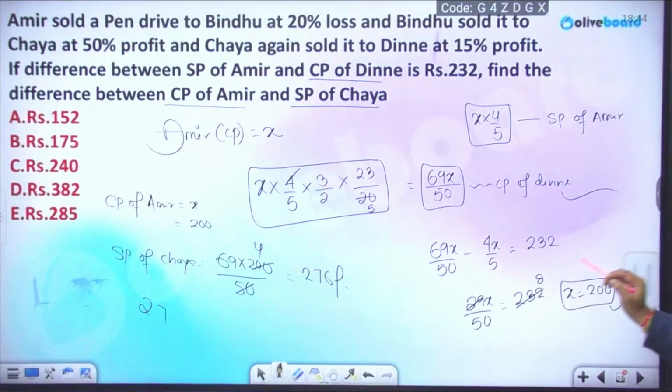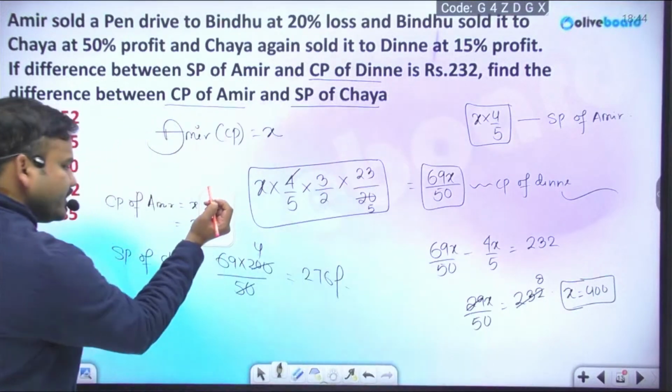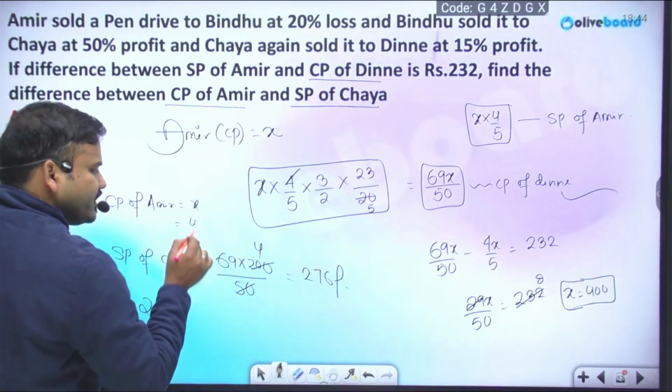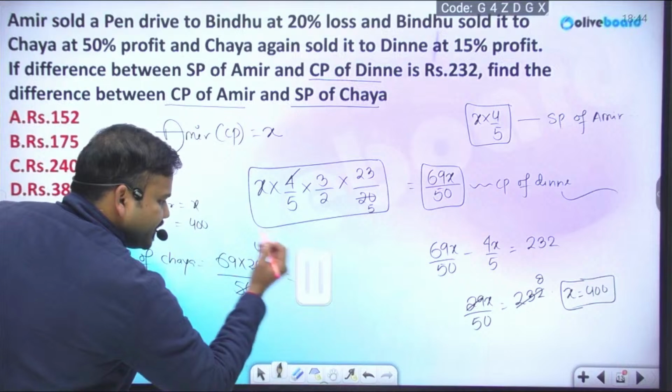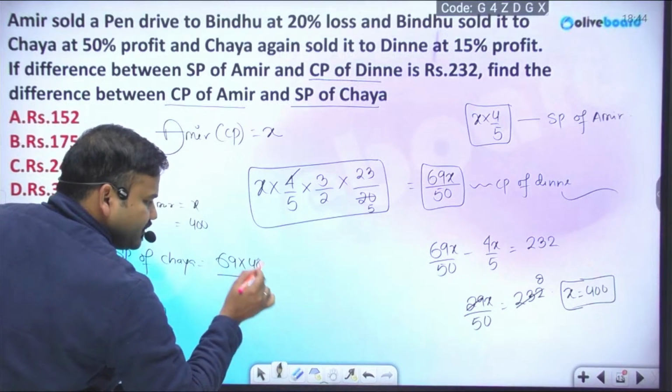Oh ho ho ho. The value of X will be 400. Make it double. This is wrong. This is 400. If you get this as 400, so X is what? X is 400. And if X is 400, now you will be getting 400 times of 50.